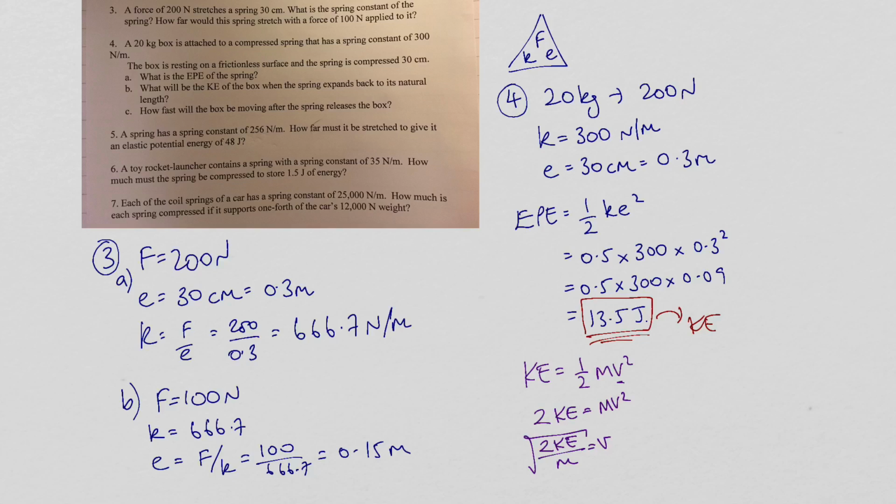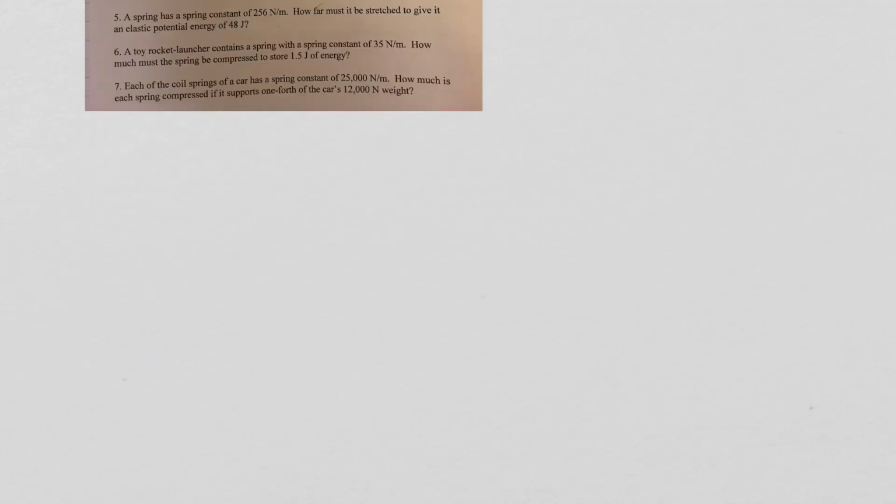So the answer for this one is 2 times 13.5 from before, divided by the mass. Well, the mass from the question is 20 kilograms. Put that into the calculator, press equals, then square root it all, and the final speed is 1.16 meters per second.